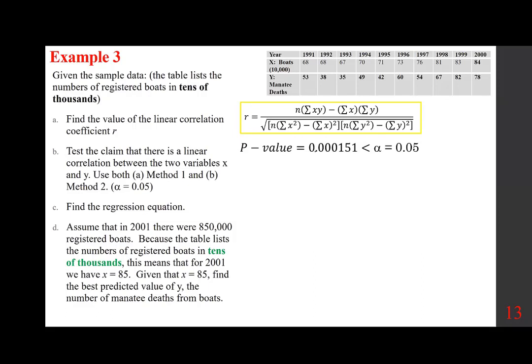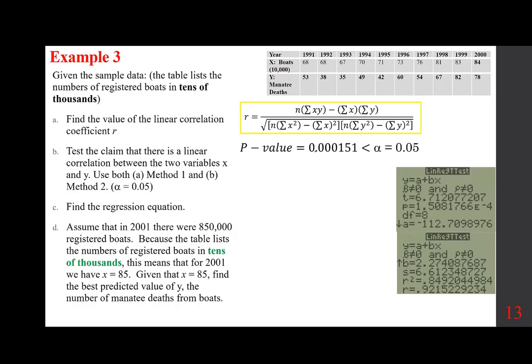850,000 registered boats. Because the table lists the numbers of registered boats in tens of thousands, this means that for 2001 we have x equal 85. Given that x equal 85, find the best predicted value of y, the number of manatee deaths from boats. We have to go through the process of doing the work, but let's do the technology and see how fast we can come up with the answer first.